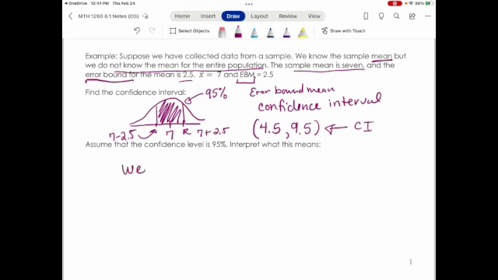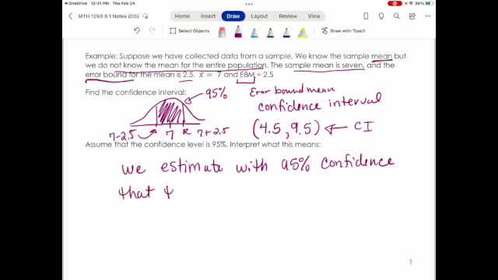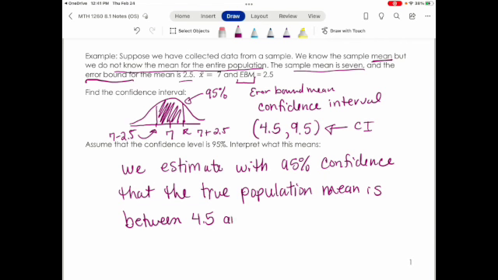We would say that we estimate with 95% confidence that the true population parameter, or in this case specifically we're talking about the mean, so let's put that in there. The true population mean is between 4.5 and 9.5.